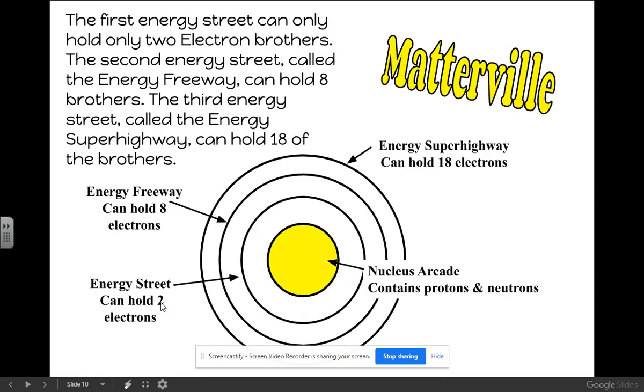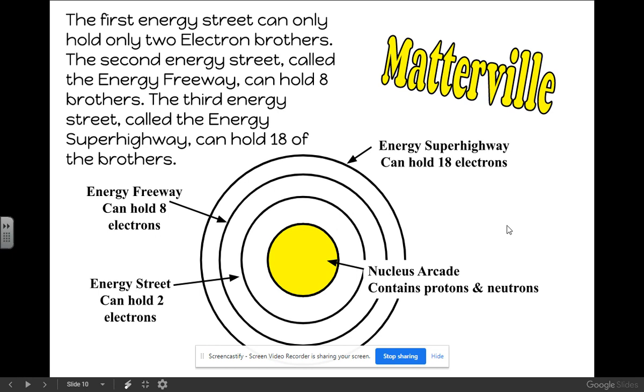Make sure that you take notes on where the nucleus is and where all the electrons would be going, so that you can actually understand a little bit more about those vocabulary words.